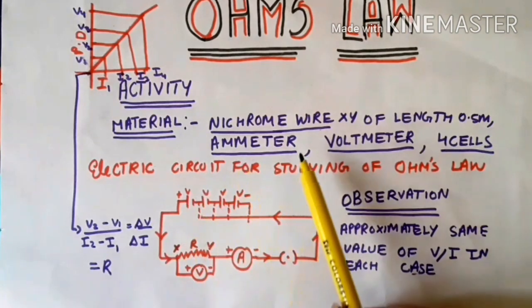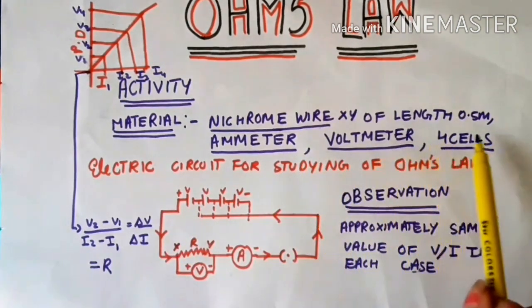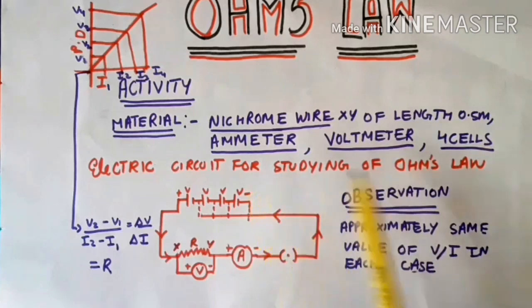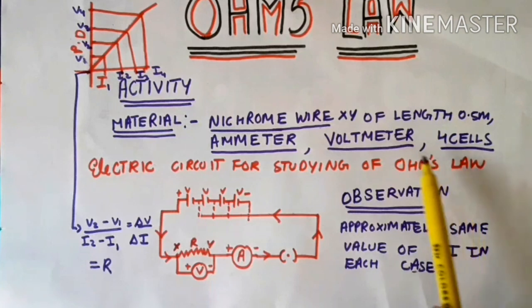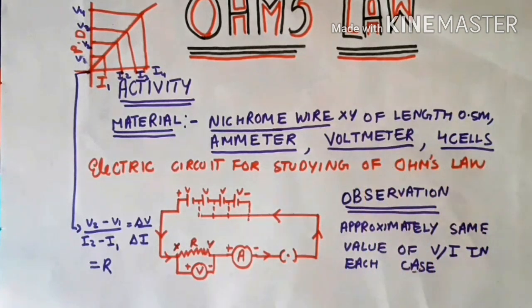Material required are nichrome wire XY of length 0.5 meter, ammeter, voltmeter, and 4 cells. Now we will arrange these in a schematic diagram. Arrange all these things in a schematic diagram with one cell, read the readings of voltmeter and ammeter, and find the ratio. Then connect the second cell and again read the readings of voltmeter and ammeter. Then do this 4 times, note the readings of voltmeter and ammeter, and find the ratio.